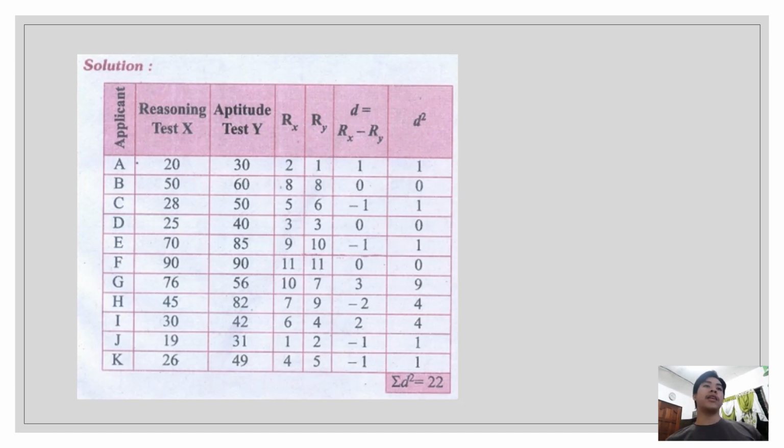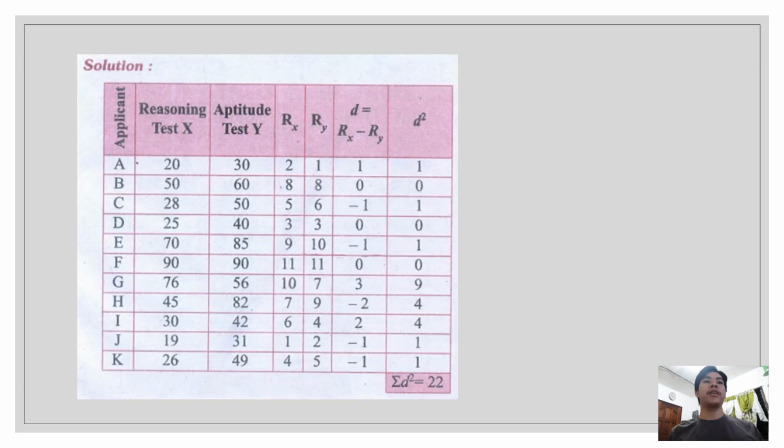Then we need to find each rank of our X variable. The 20 is in rank 2, the 50 got rank 8, 28 got rank 5, 25 got rank 3, 70 got rank 9, 90 got rank 11, 76 got rank 10, 45 got rank 7, 30 got rank 6, 19 got rank 1, and 26 got rank 4. You can rank the data from higher to lower, or lower to higher, whichever you are comfortable with.